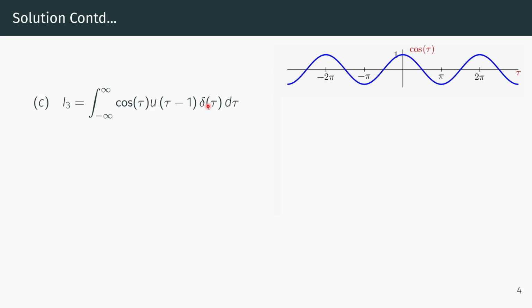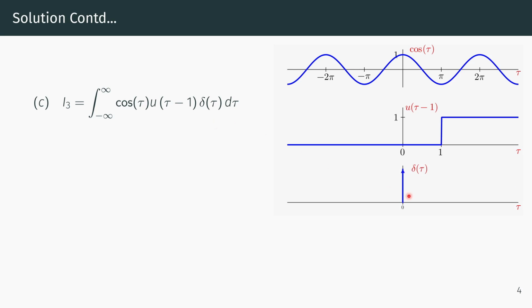So what is this integral? This is nothing but the product of these three signals. One is cos tau, the second one is u of tau minus 1, and the third one is delta of tau. So let us plot cos tau, which is already there. The second one is u of tau minus 1, which is the unit step function shifted to the right by 1 unit, and the third function is the Dirac delta function, delta of tau. So we have to multiply these three functions.